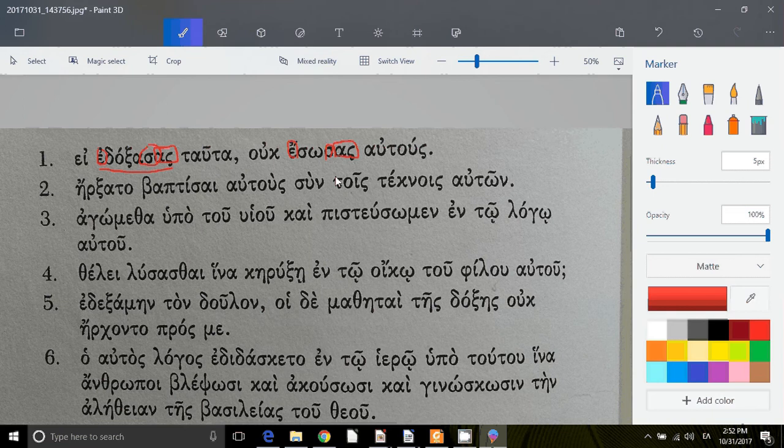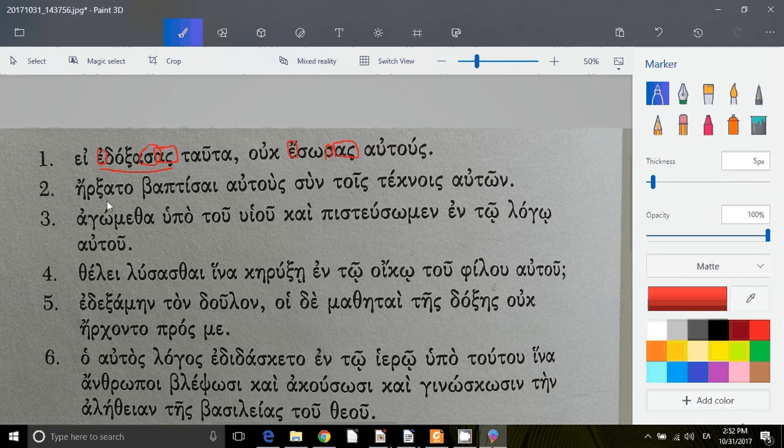Okay, second, erxato baptizein autous sun tois teknois auton. Okay, where's our main verb? This is the main verb, erxato, from the verb to begin.